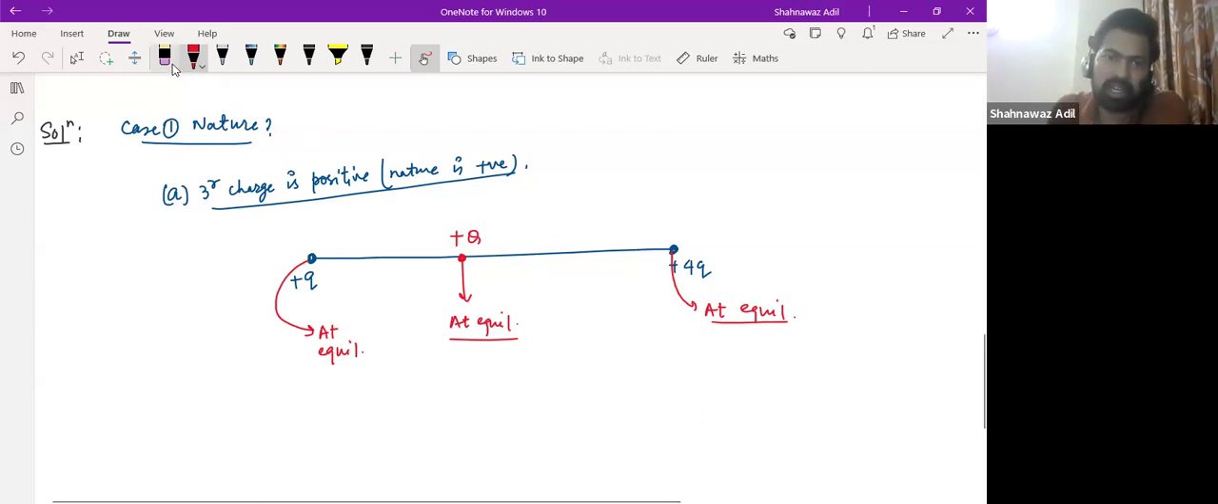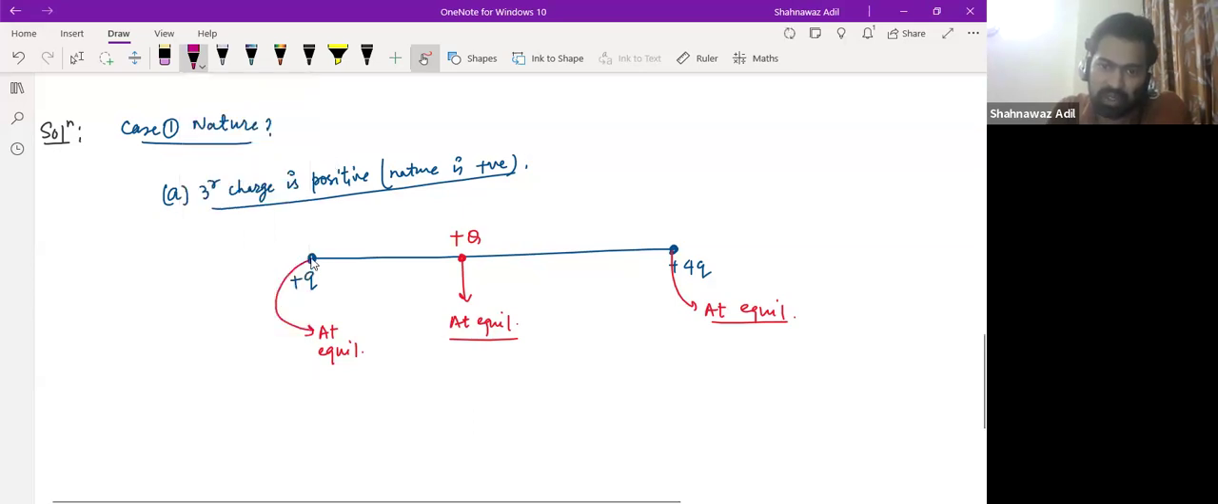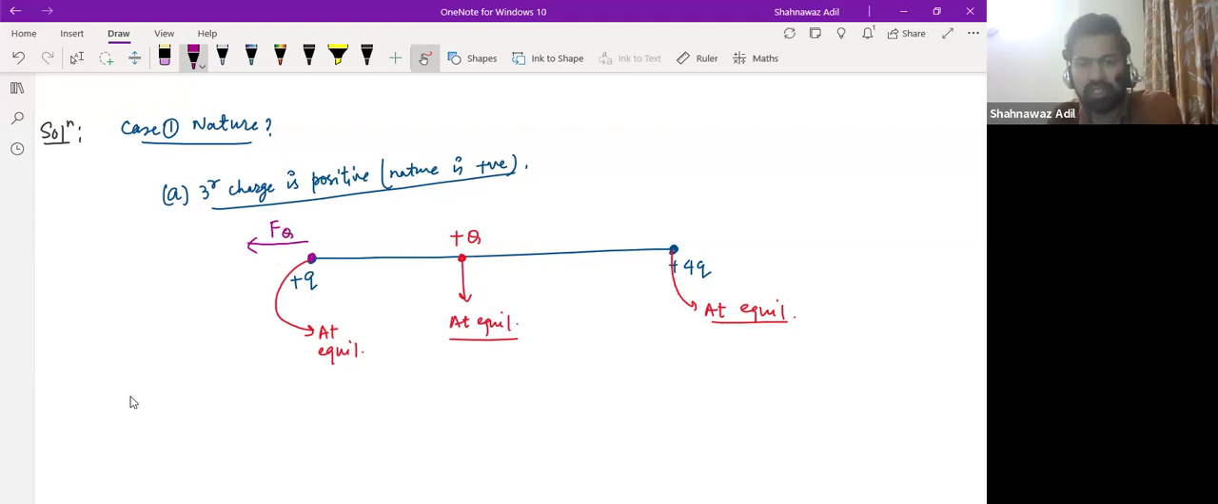So let's pick this point. So let's pick this test charge. What would be the force due to this one? Right or left? We are calculating the force on here due to this one. So will that be attractive or repulsive? It would be repulsive. So this is left. So this is FQ.